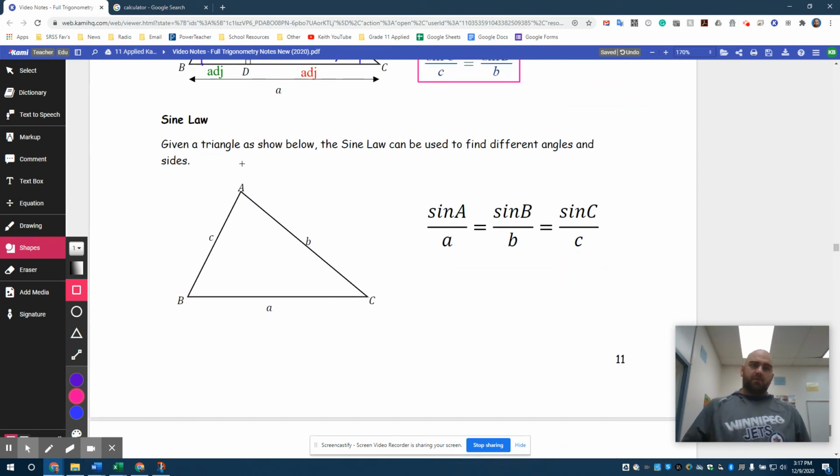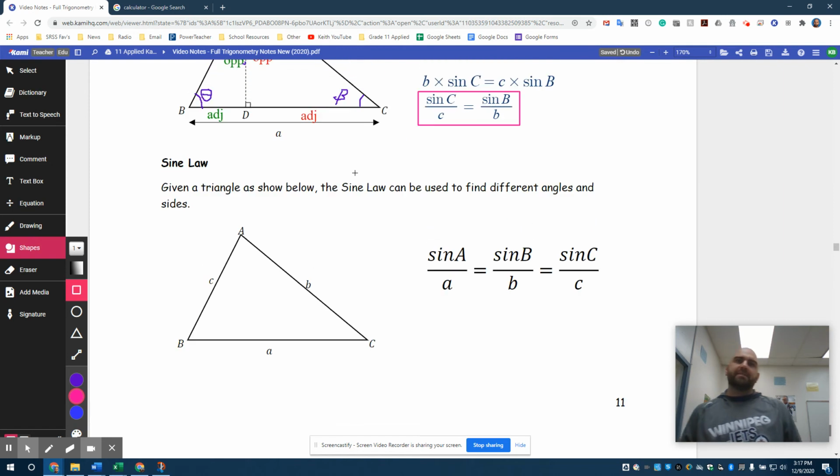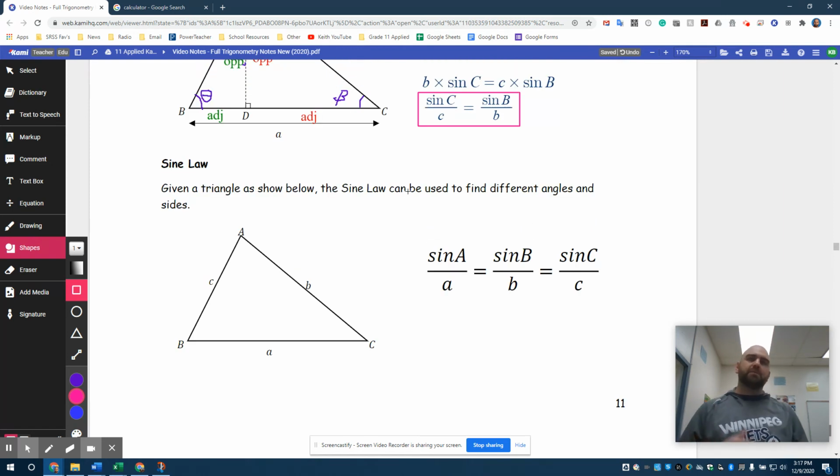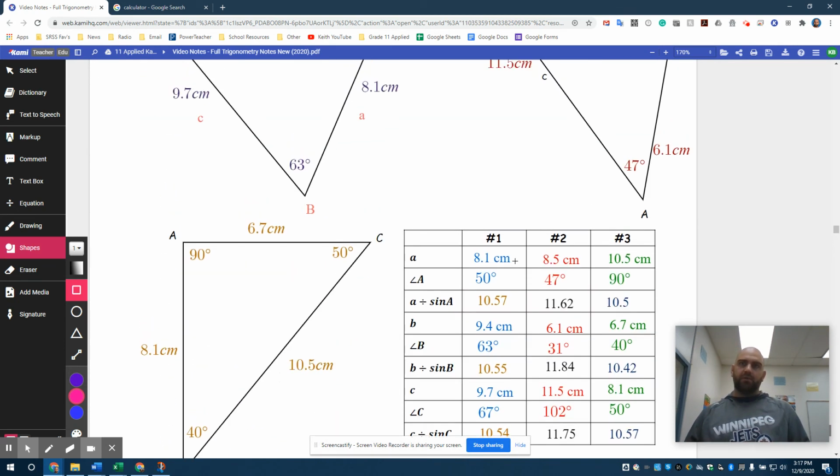So, given a triangle as shown below, the sine law can be used to find different angles and sides. And we're going to extrapolate a little farther. We know it works for B and C, but we're going to actually add A in there as well. So sine A over little a is equal to sine B over little b, which is equal to sine C over little c. Okay? These are all equal, so these are equivalent ratios. Okay, just like we found up here.